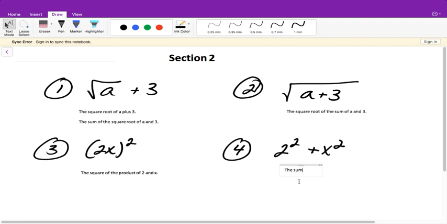I'm going to say the sum, and this is where you'll see the difference between 1 and 4, the sum of the squares of 2 and x. So you see here, I said the sum of the square root, singular, meaning only the first one got square root. This I'm saying the sum of the squares, plural, meaning both need to be squared. All right, that is it for section 2.